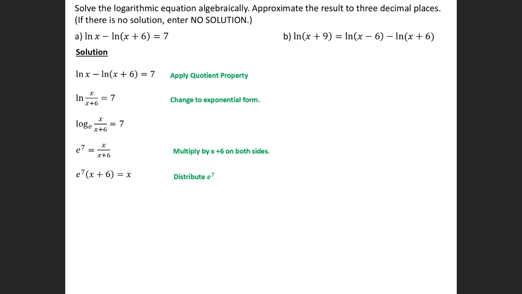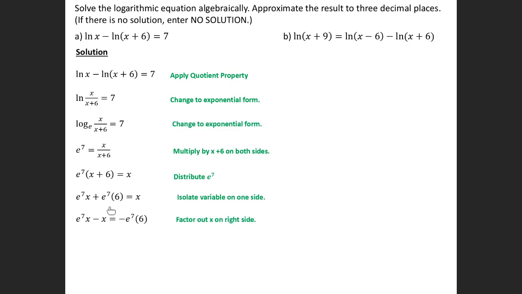Right? Now we're going to distribute the e to the 7. The reason we're doing this is because we have the x on the numerator and on the denominator, and we want to make sure to isolate the x. So you'll see what happens when we distribute. When we distribute this e to the 7, we're going to have e to the 7 x plus e to the 7 times 6 is equal to x. So now I can move the portion that has the x to the right side. I'm going to subtract e to the 7 x on both sides.